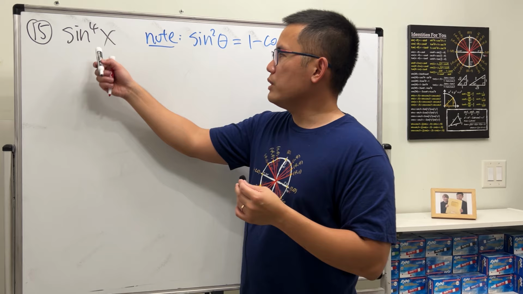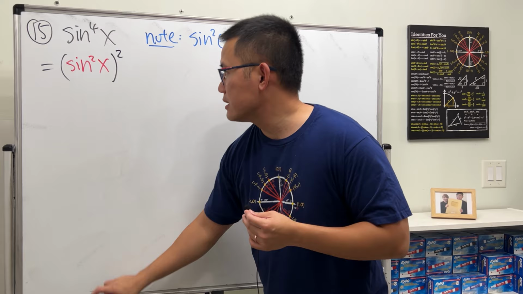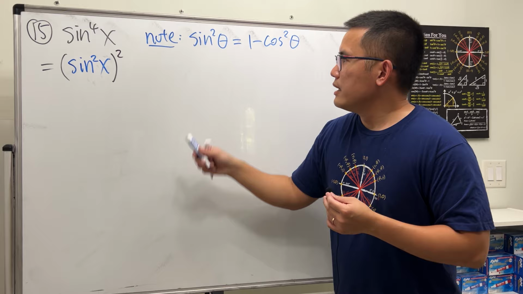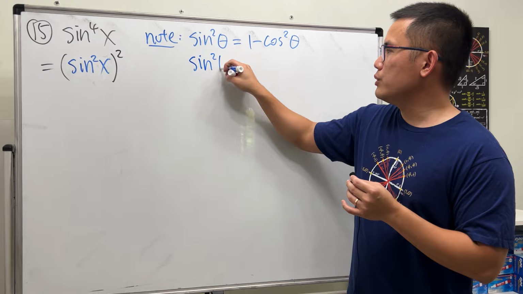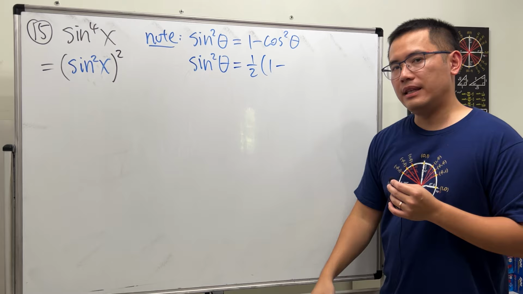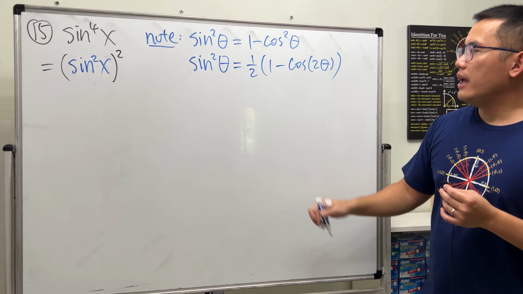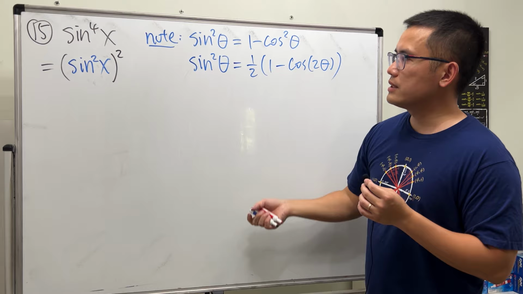We can look at the fourth power as sine squared x, and then square. So we're okay, right? And perhaps I will put this down in blue. I don't really want to use this right here because if I plug it in, I will still end up with a fourth power expression. But don't worry, because for sine squared theta, we have another version, and that is 1/2 times 1 minus cosine of 2 theta. You can derive this pretty nicely from the double angle identity for cosine. I'm going to leave that for you guys to try. For here, let's just put this right here and work that out.